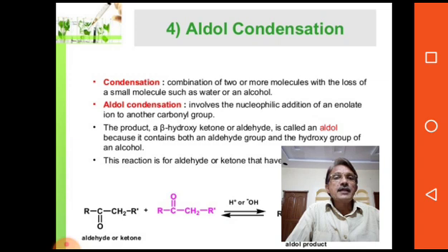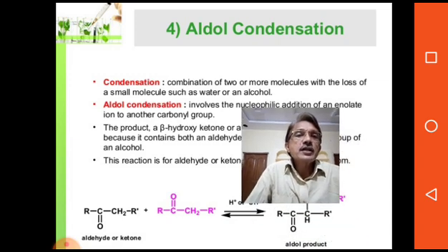For example, if two molecules of acetaldehyde undergo aldol condensation, we get beta hydroxybutyraldehyde. Commonly we call it aldol. Why? Because beta hydroxybutyraldehyde contains an aldehydic group and an alcoholic group. So the product which contains both aldehyde and alcohol is called aldol.